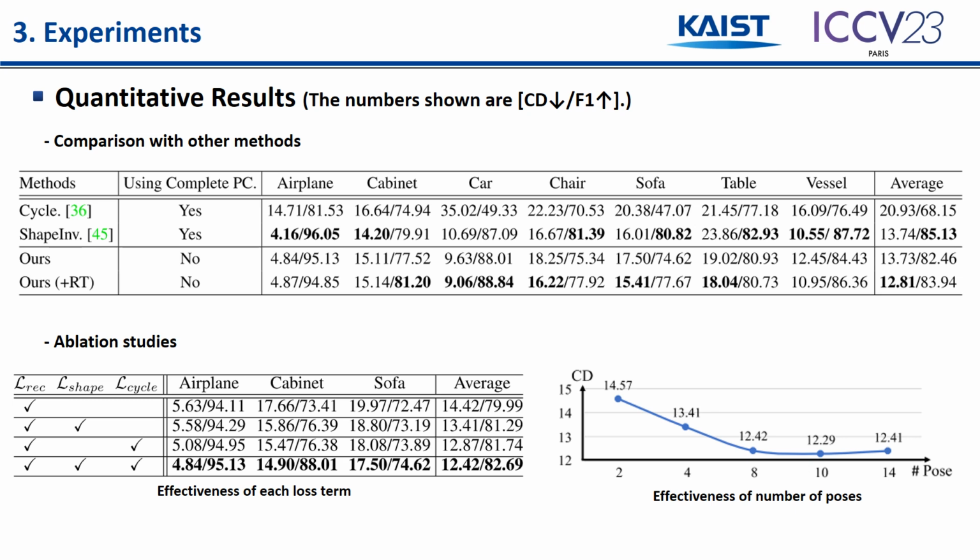Next, we examine the effect of the number of poses on the quality of the complete point cloud at inference. Similar to intuition, performance gets better when more poses are used. However, it saturates at a certain point, so we use 8 poses for our default setting.